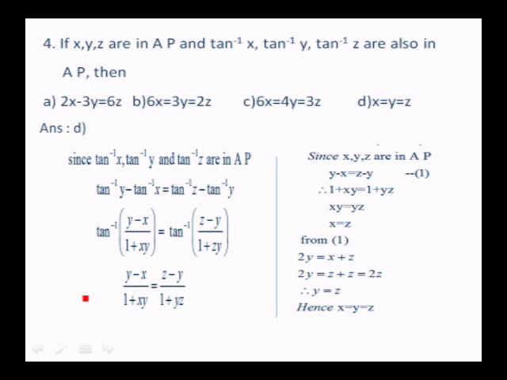So once again, from y minus x equal to z minus y, using it, 2y is equal to x plus z. Substitute z in place of x, since we got x equal to z. 2y is equal to z plus z, so 2y is equal to 2z, so that y is equal to z. So x equals z and y equals z implies x is equal to y equals z. So the correct option is D.